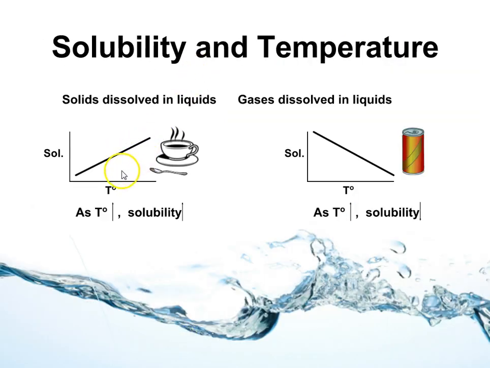This is kind of showing the same thing. So as temperature increases for solids, solubility increases, right? This is like if you're dissolving sugar in your tea or something like that. For gases dissolved in liquids, the solubility decreases as temperature increases, okay? Just kind of another way to show it. And that would be applicable to Coke or Pepsi or something like that. At a higher temperature, the bubbles of carbon dioxide come out of solution. It fizzes at a higher temperature because it's less soluble.